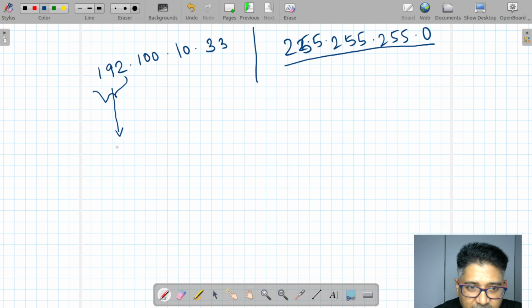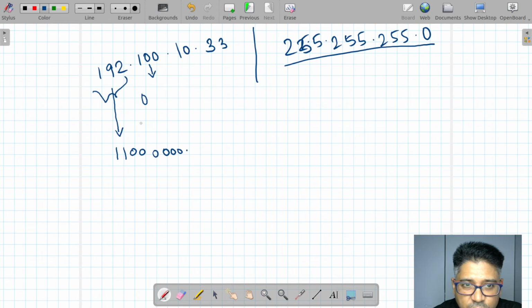So 128, 192, first 2 bits will be 11. This gives you 192. Agree? Yes, no? Yes, sir. Okay. Now what will be the value of 100? How do you calculate, guys? 100, if you have, how do you calculate?